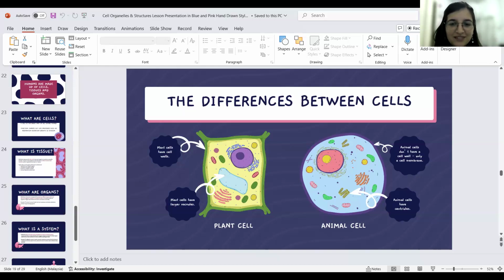Similar cells form tissue, at least two different types of tissues form the organs, and different organs, when they work together to perform a specific function, form a system. Well done, well done.